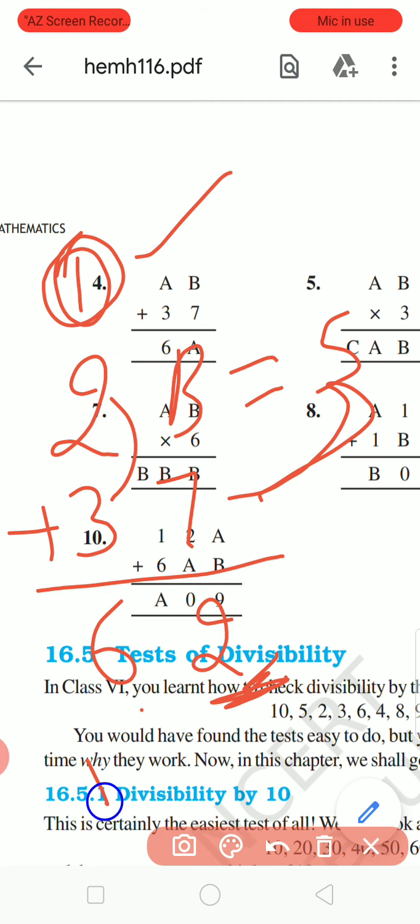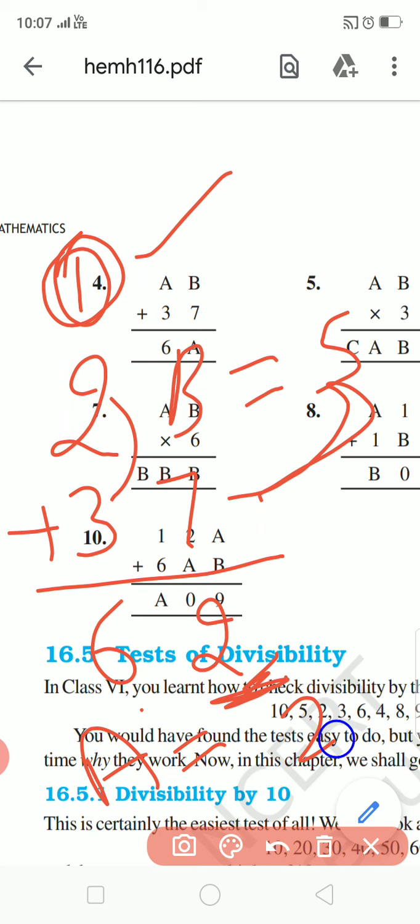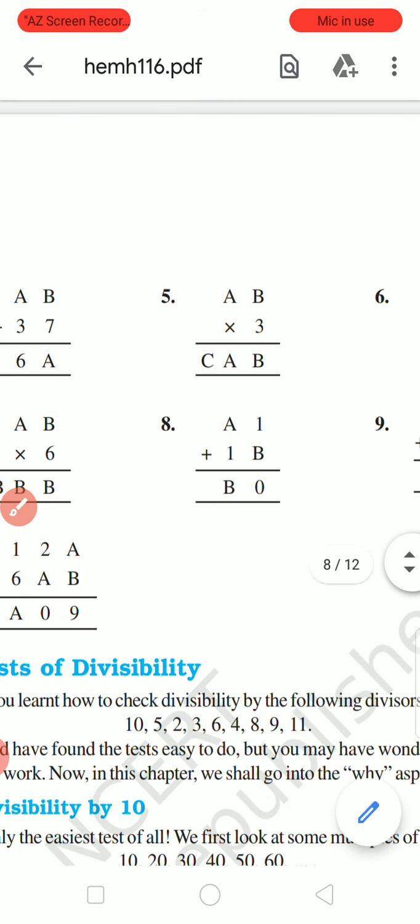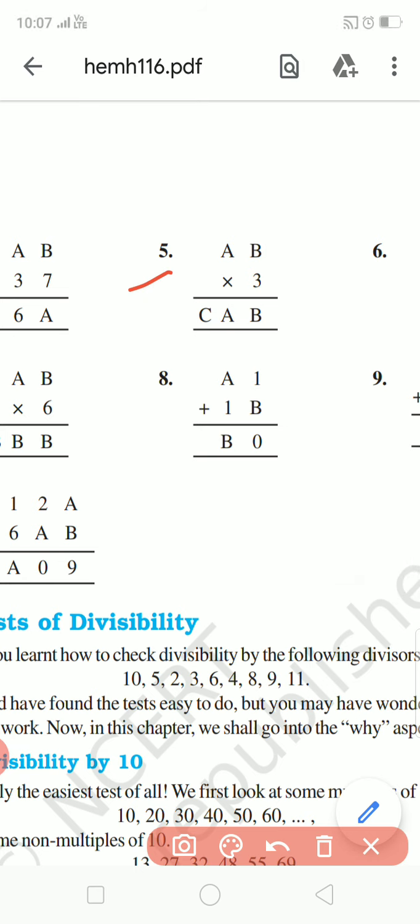So what is the value of A here? 2. And what is the value of B here? 5. Okay. So let us come to the next question. Here we have question number 5.